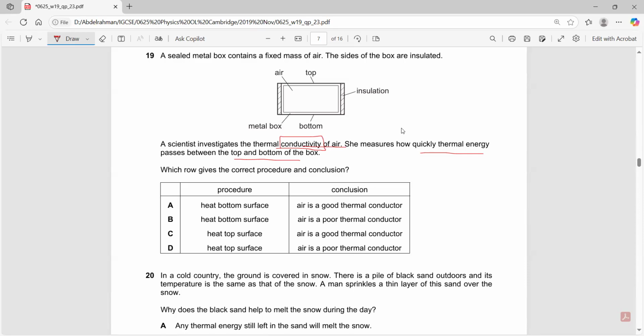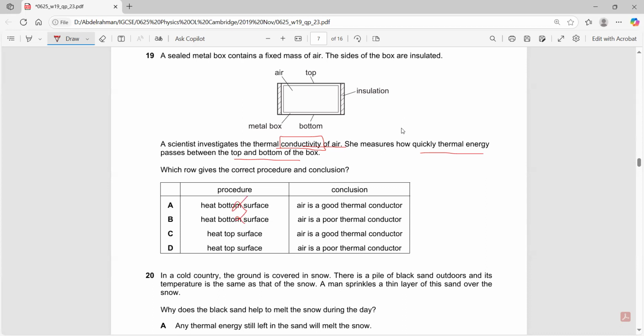So should she heat the bottom surface or the top surface? A lot of you might say, well, she should heat the bottom surface. That's what we are used to doing, right? We are used to heating the bottom of any surface to heat it up quite quickly, which in this question would be wrong. Why would it be wrong?